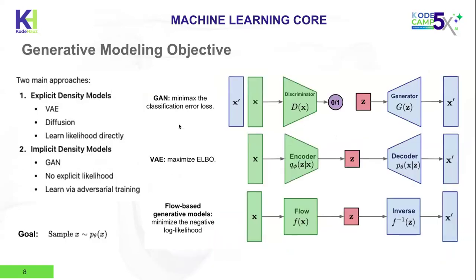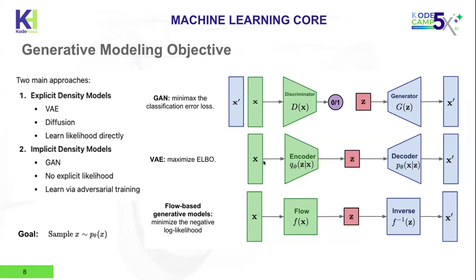So the objective when you are training for generative modeling, you have two main approaches. The first one is what we call explicit density models, where you are giving it an explicit target. So variational autoencoders is an example. Diffusion models, right? They are learning the likelihood directly. Basically, they're learning to generate by comparing what they have generated to what you have given to it as the input. And these are the examples.